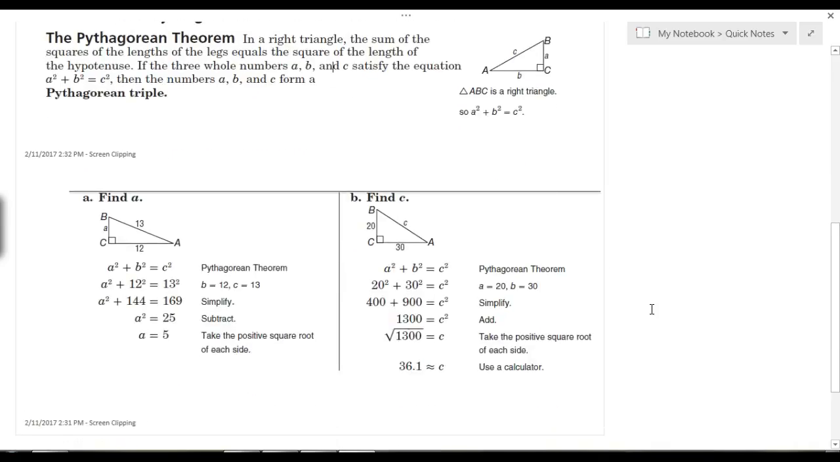So let's go ahead and go over the Pythagorean theorem. In a right triangle, the sum of the squares of the lengths of the legs, so the lengths of the legs are here, A, and down here, B, is equal to the square of the length of the hypotenuse. And remember, the hypotenuse is always the side that's across from the right angle. Now, the way that we write the Pythagorean theorem is a squared plus b squared equals c squared, where a is a side, b is a side, and c is the hypotenuse.